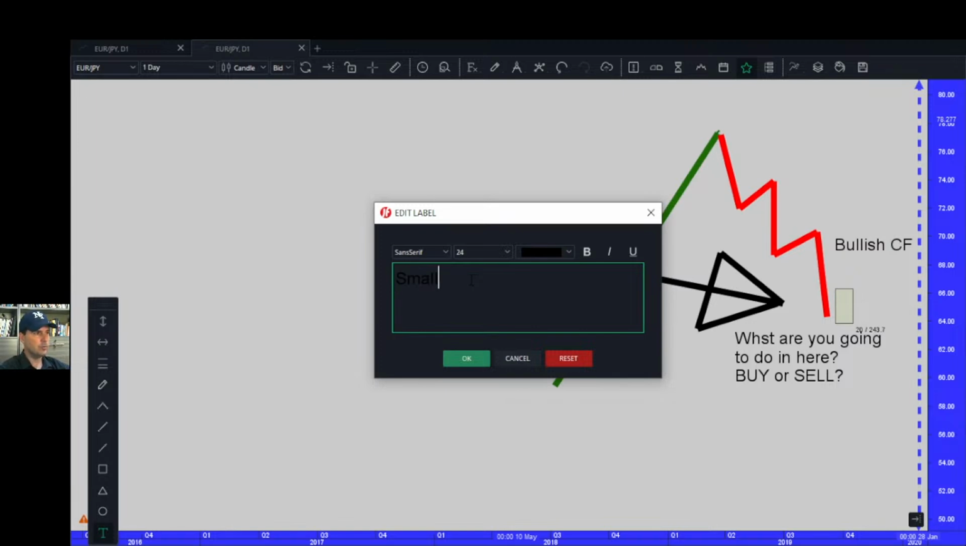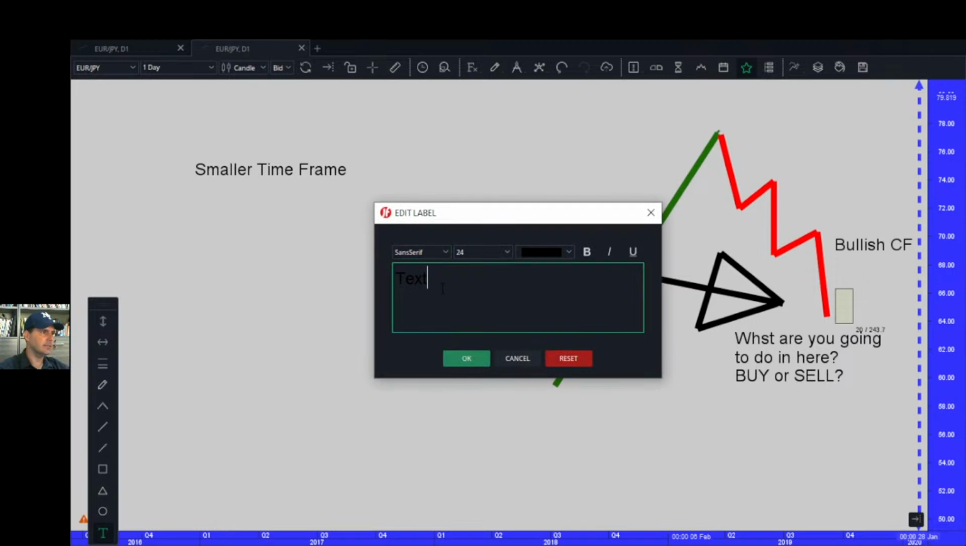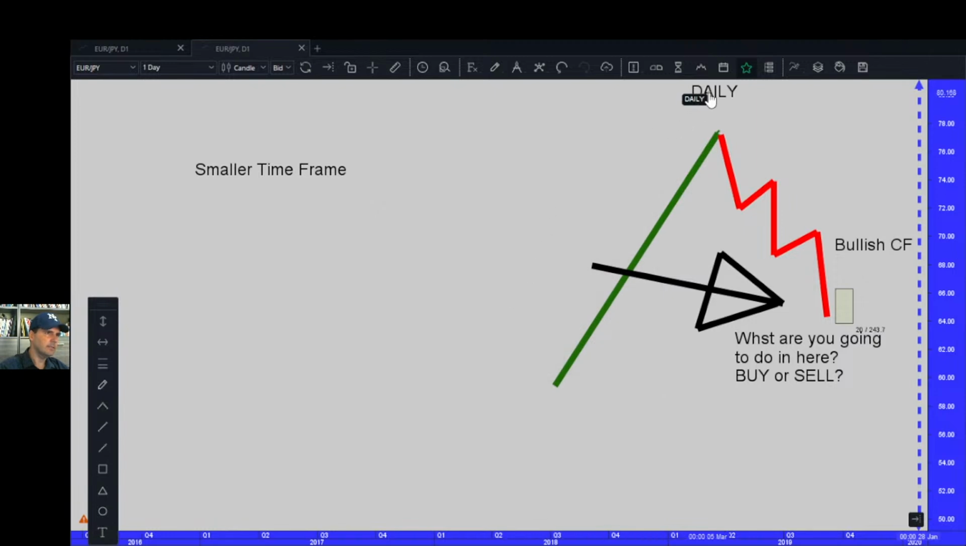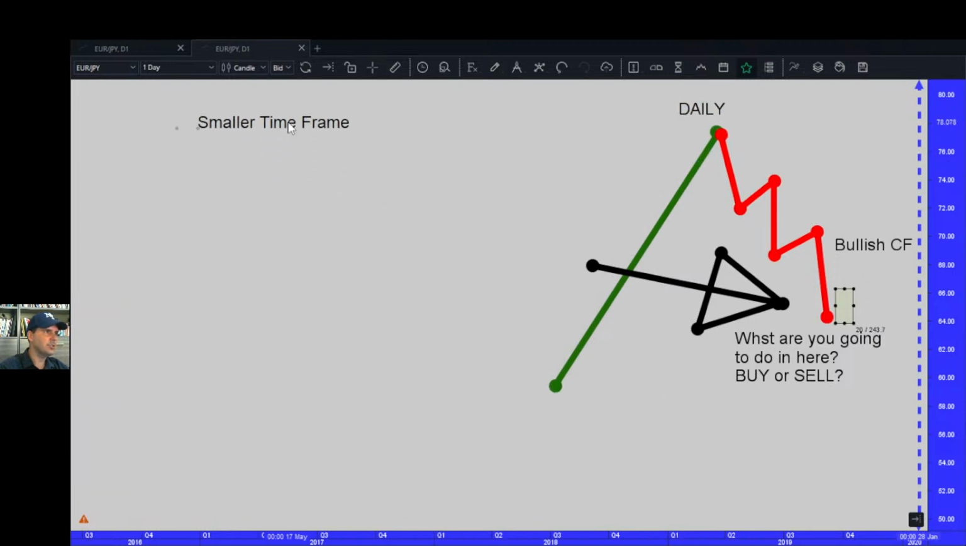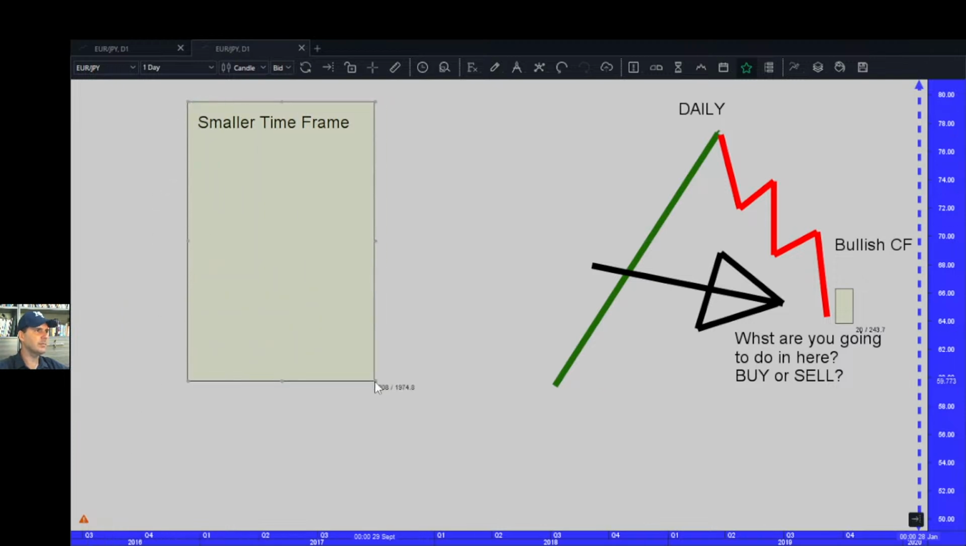Okay, so smaller time frame. This is the daily, and this is the smaller time frame. Buy, counter trendline break. Dimitar, what do you want to see on the smaller time frames? Tell me. And Broto says, buy the counter trendline break. Very good.